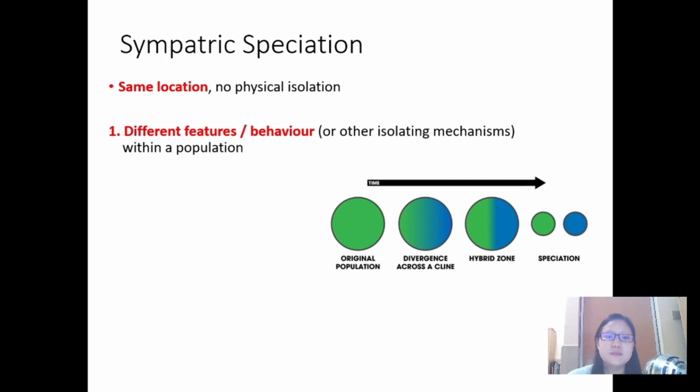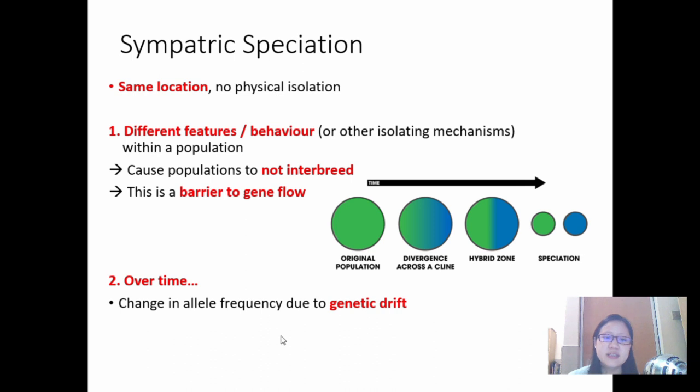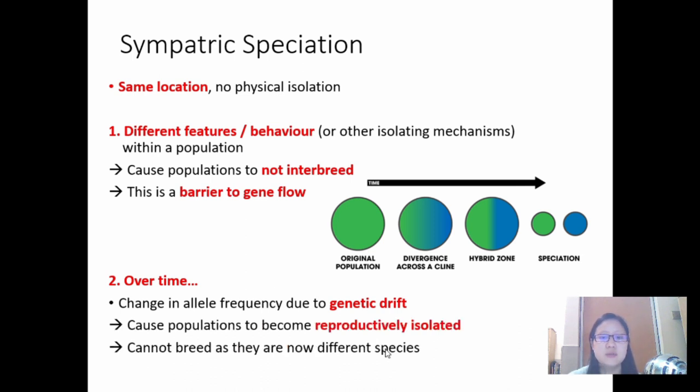So what's the process here? Instead of physical isolation, the individuals within the population may have different features or behavior compared to other individuals in the same population. It could be other isolating mechanisms as well, but these two are the most common. And somehow this causes the populations to not interbreed and results in a barrier to gene flow. Over time, genetic drift occurs, or some sort of change in allele frequency occurs, causing the population to become reproductively isolated, and they cannot breed as they are now different species.